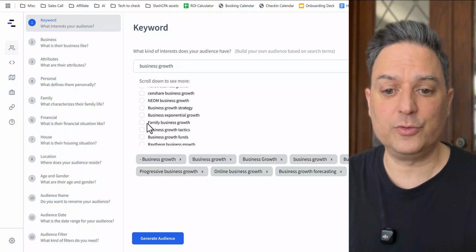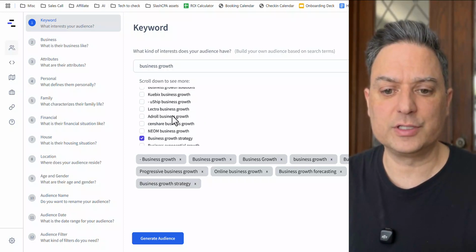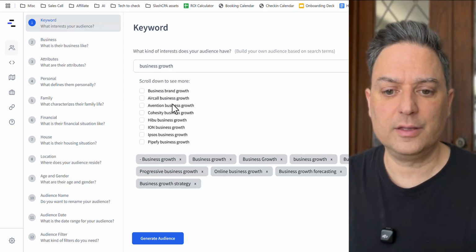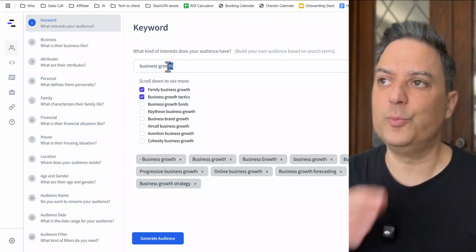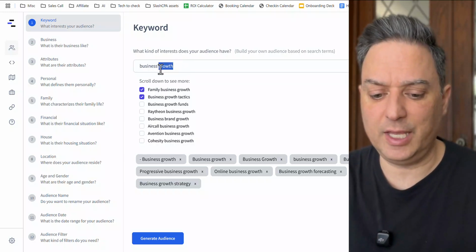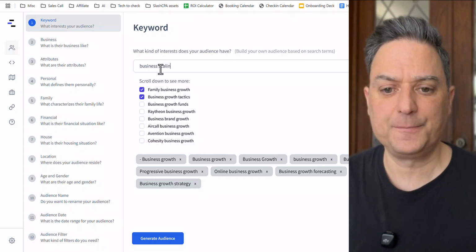Okay, family business growth is probably good. Growth tactics. Business growth strategy is good. You get the gist of it. So what are some of the keywords that he might do? So business growth, let's put business scaling. Let's try business scaling and see if that's a keyword that we have.